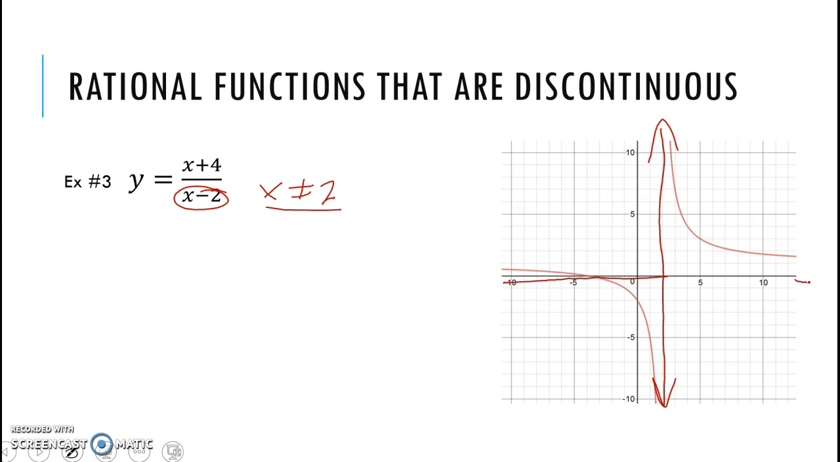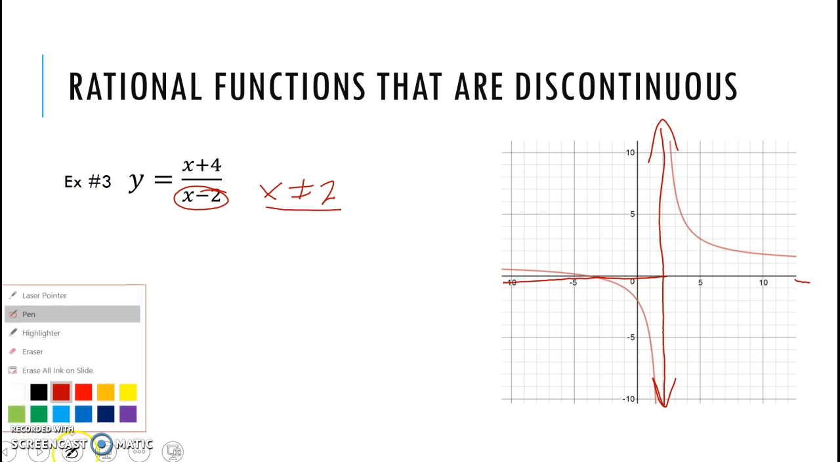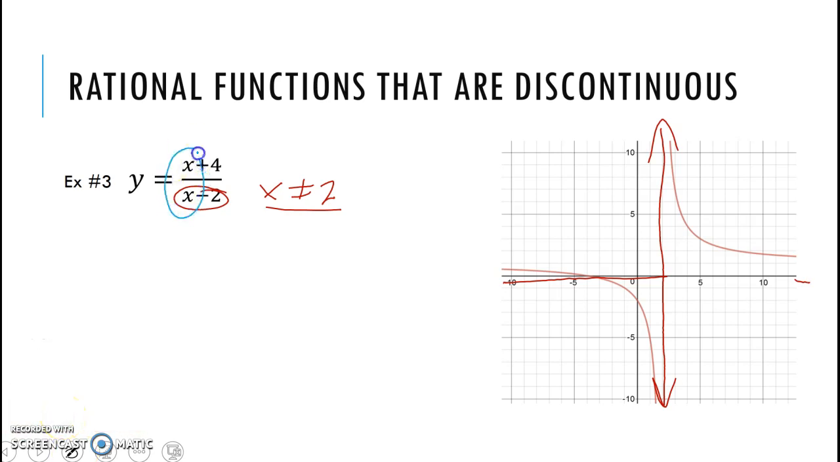Here's another thing that we know. By looking at this, the leading terms are 1x over 1x, which means there's going to be a horizontal asymptote at 1. And you can see that right here. There's a horizontal asymptote at y equals 1, and we have a vertical asymptote at x equals 2. The horizontal asymptote is at y equals 1.